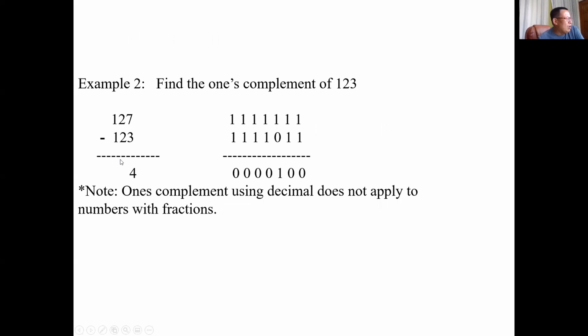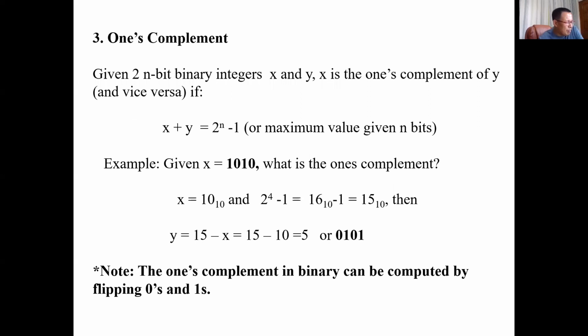So, for example, 127 and 123 are 1's complement. Why? Because they will have a what? 7 plus 3 is 0. 4, 2, 4, 2, 4, 3. Let me check, no? Anyway, no, basta makamali itong example ito.